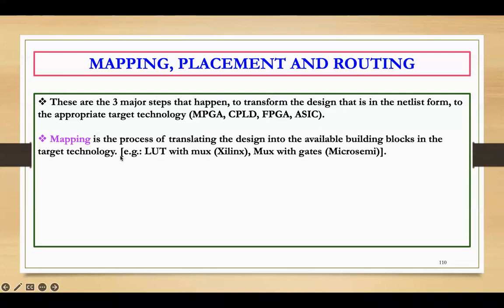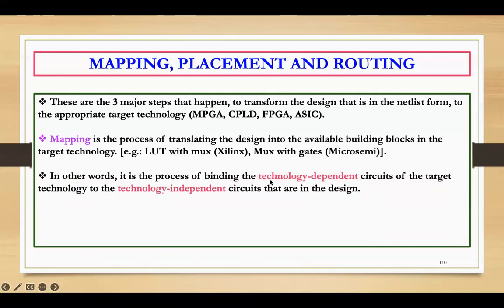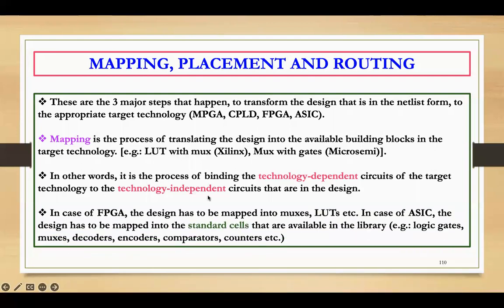So it's just like you're creating a blueprint, and then you're going to decide where what lies. Where are the IO pads, where you're going to place the buffers, where you're going to place the clock, where are you going to place the memory, all the stuff, right? In other words, the process of binding technology dependent circuits of the target technology to the technology independent circuits that are in the design. So you are trying to map things, convert from one form to another, basically into blocks.